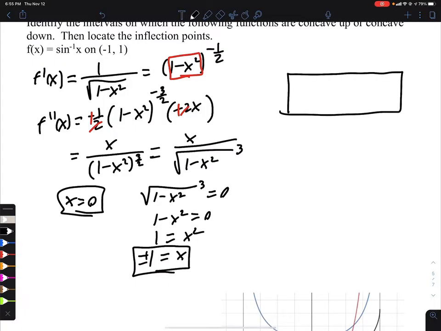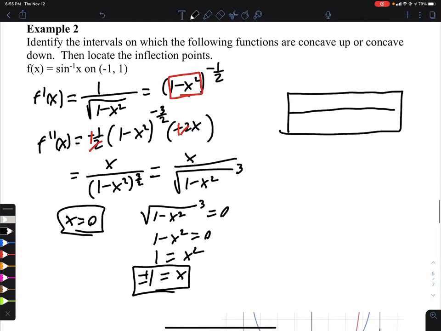So we are going to make a number line. And is there a domain? Oh, it's negative 1 to 1 on this one. Oh, wow. Did you notice that? So these are the endpoints, so they're not going to be inflection points or anything. We don't need that. We only have 1 point in the middle, and that's going to be 0. Negative 1 and 1 will be there.